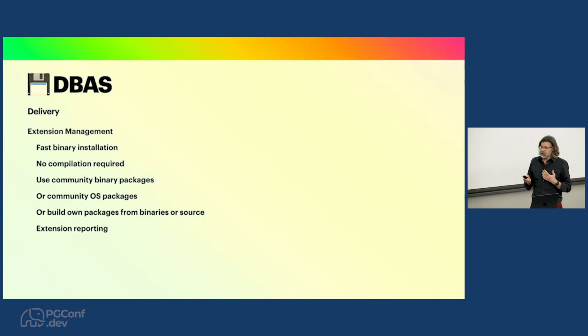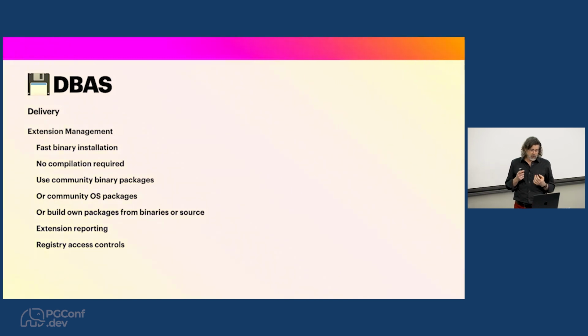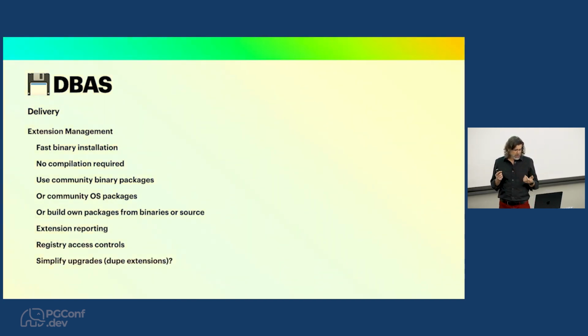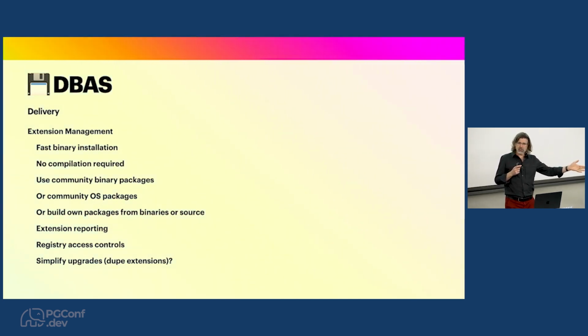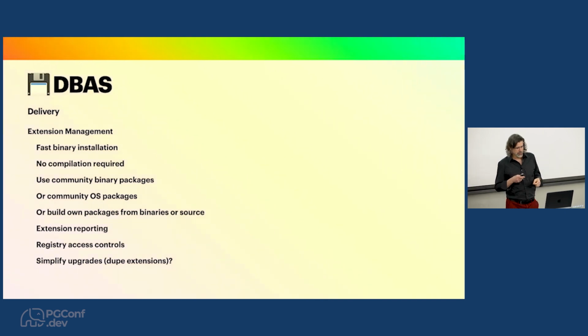Method of extension reporting, as I said, to audit what's on your systems. A registry access controls: the ability, if you set up your own internal registry, to limit who can use it. And maybe something to simplify upgrades. The thing I think of is like, okay, give me a report of all the extensions installed here. Now replicate that and install them all on my upgraded new cluster I'm building over here. Something like that. There's more ideas that I think can go into that.